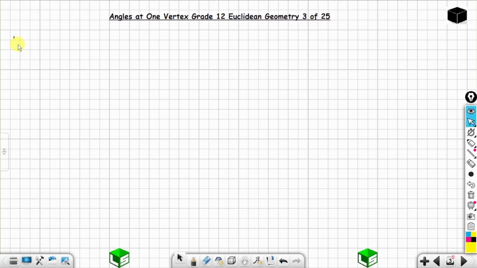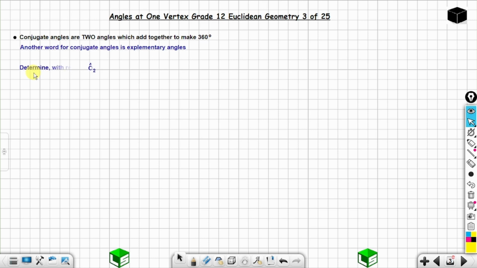Okay, now conjugate angles. Conjugate angles are two angles which add together to make an angle of 360 degrees. And another word for conjugate angles is complementary angles. Okay, let's move on to an example.